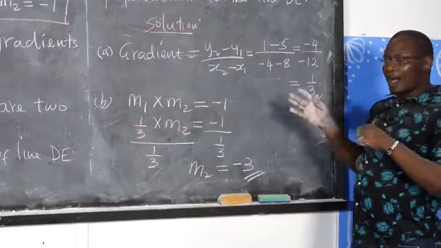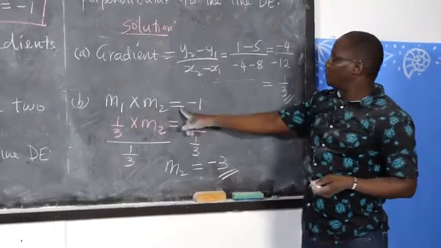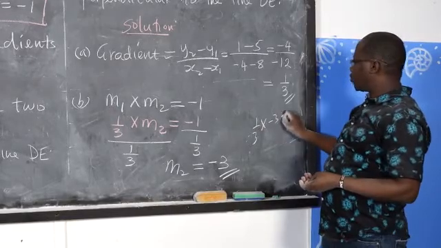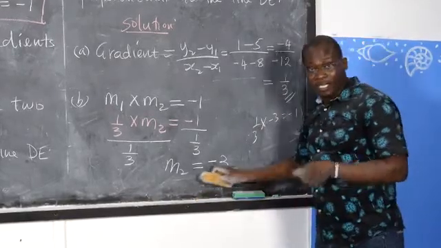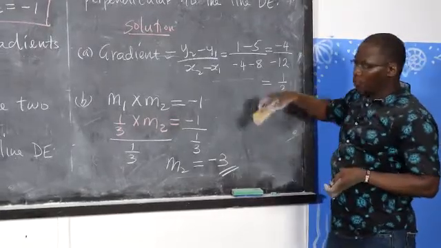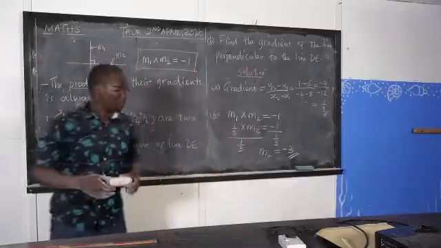You can make a quick check. When you multiply these two, it should always give you -1. So you can quickly multiply 1 over 3 times -3. What do you get? -1. If you don't get -1, that means there's something wrong. So you need to go back to your work and check where you've made a mistake.